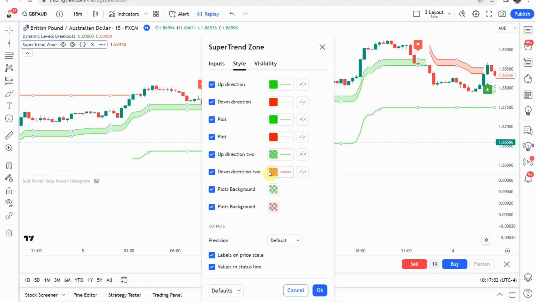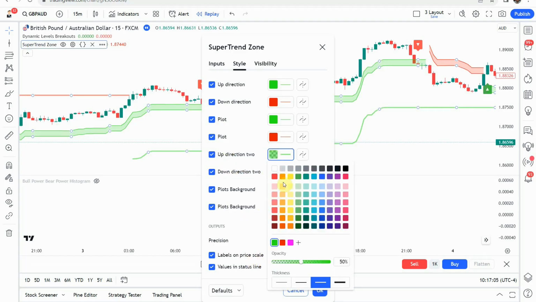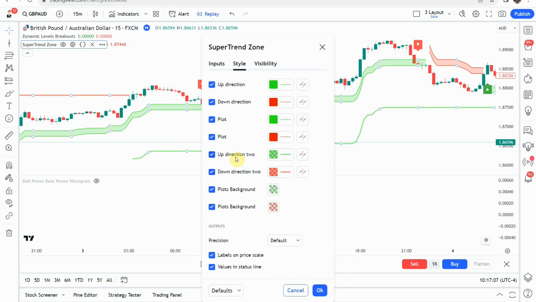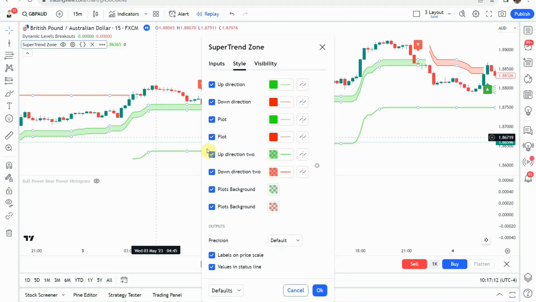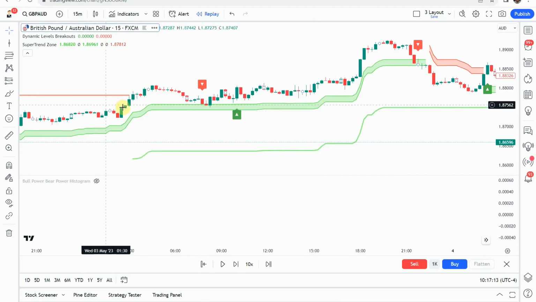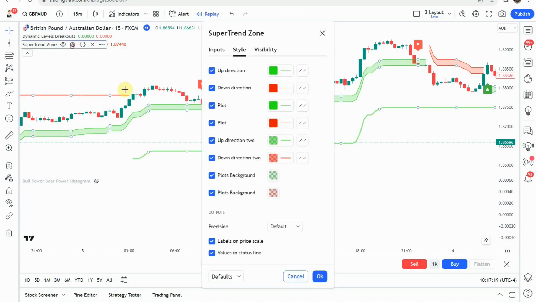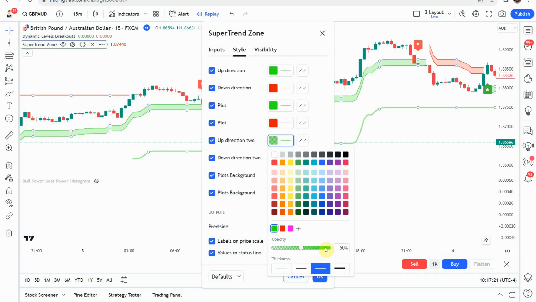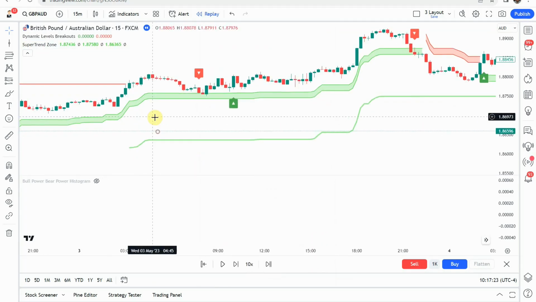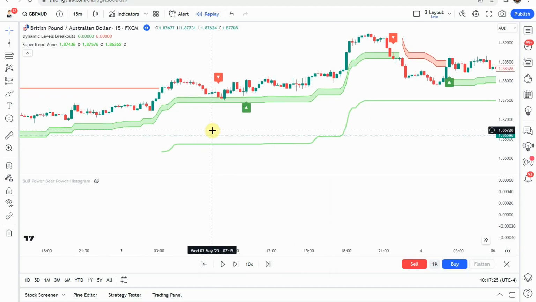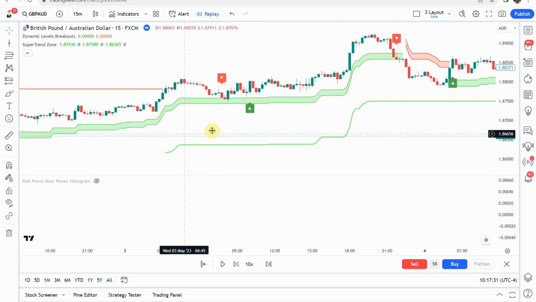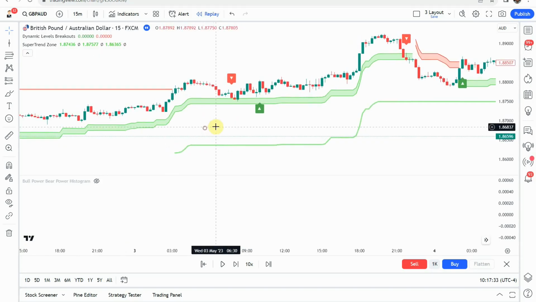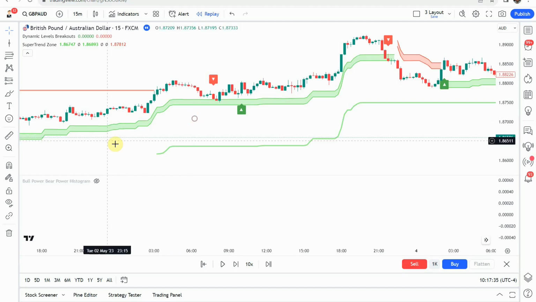I did go in, and I believe it is on these two, the up direction 2 and down direction 2. And I did turn up the line weight of those just to make these lines stand out just a tad bit more. And you can turn up the opacity of those as well if you are interested. They're at 50% anyways. And so that gives us the setup like this here, the super trend setup, super trend on multiple different kind of levels.